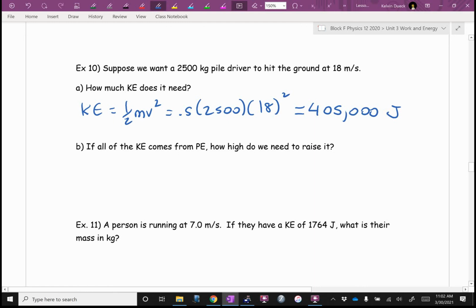Okay, so if all of that kinetic energy comes from potential energy, how high do we lift the pile driver in order to have it hit the ground at 18 meters per second? Oh, Diego, what's B asking me to find? How what? How high? Oh, what was getting the H by itself in the potential energy equation? H equals, what was it? PE over, oh, easy peasy. How much potential energy do we need? Well, that much to turn it into kinetic.